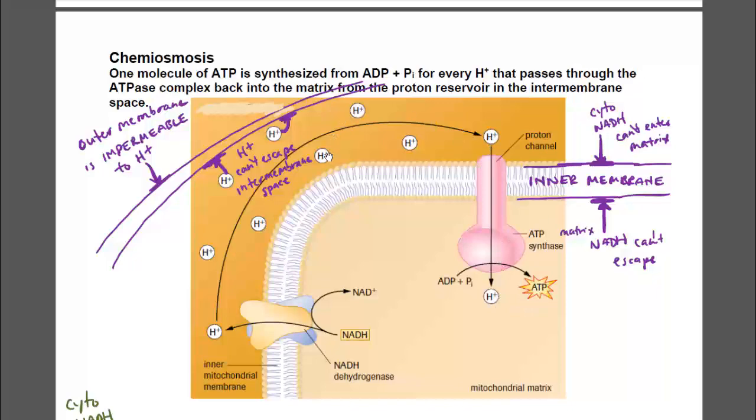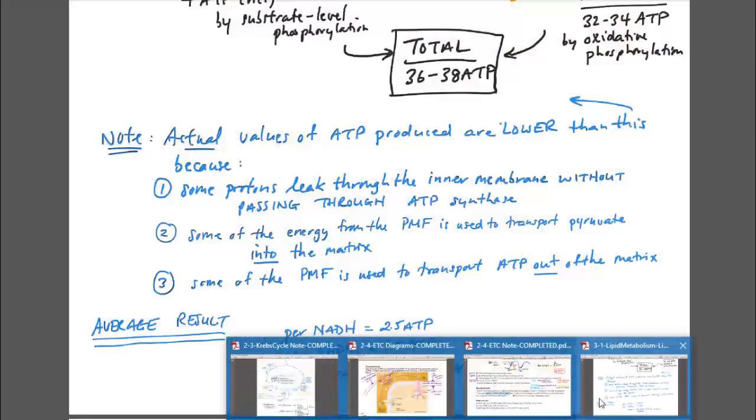But if some of these protons leak back through the inner membrane without going through ATP synthase, then I get no value of ATP off of this proton. The only way to get it to have some value is if it goes through the ATP synthase. So I don't make full ATP. I don't make the 36 to 38. For one reason, these guys might leak through here rather than going through the channel that I want them to go through. Okay?